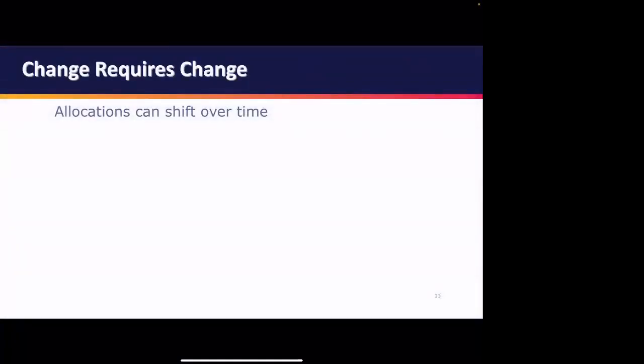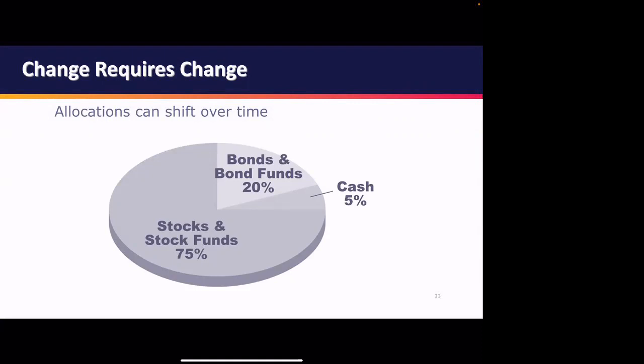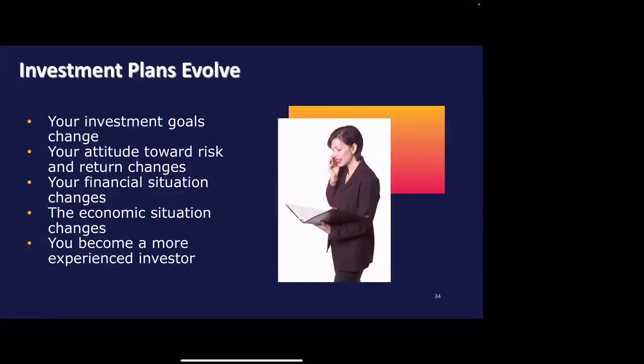Also important to recognize that change requires change and allocations can shift. That's essentially what I was just describing. If you just let your investments go without a rebalance, you may actually be taking on more risk than you realized. It's also important to recognize that your investment plans can evolve. It's important to set one at onset, but things change. You lose a job, you get married, you inherit some money. All of these things will factor in why you might approach something differently.